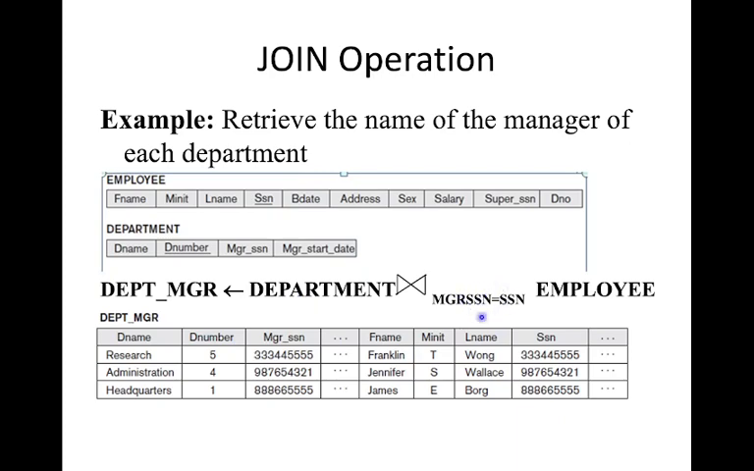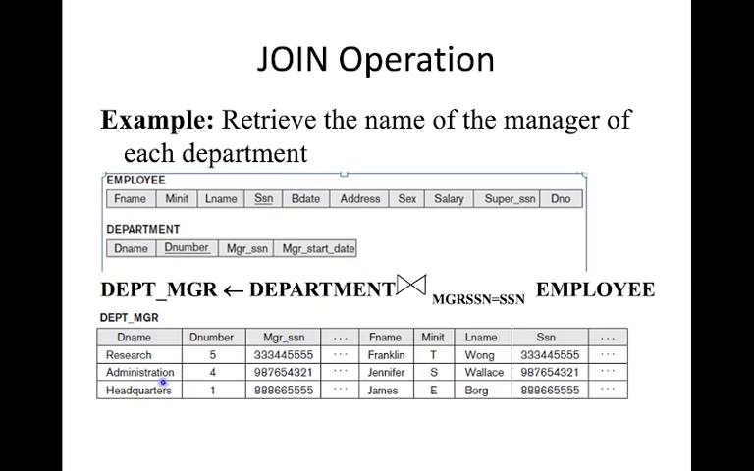If we check, we can see that the manager SSN for Franklin, Jennifer and James is the same as this SSN. So manager SSN is the same as these three SSNs. So we have only three tuples which satisfy this condition. These are the managers of these departments: research, administration, headquarters.